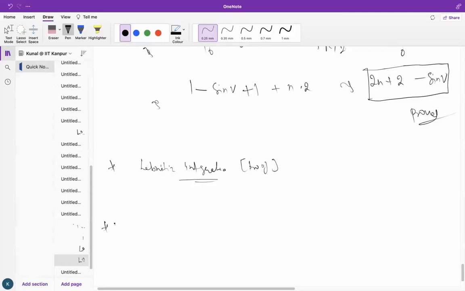So today's last problem looks like this: we are integrating from pi by 3 to 13 pi by 3, the mod of sin x dx. What is its value? I'm again telling you, pause the video and try to solve it by using property 4a, b, c, d, e.